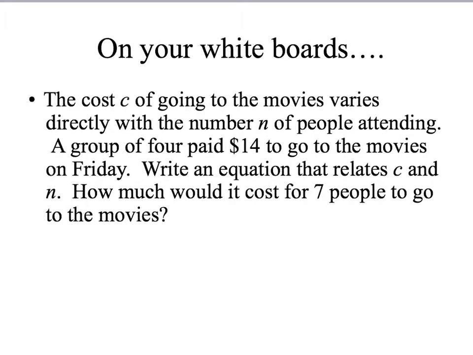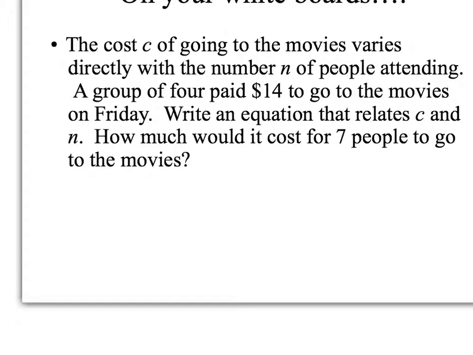Very similar. The cost C of going to the movies varies directly with the number N of people attending. A group of 4 paid $14 to go to the movies on Friday. Write an equation that relates C and N. How much would it cost for 7 people to go to the movies? Okay, so we know that the cost of them going to the movies is in direct relationship with the number of people. That makes sense because the more people go, the more it's going to cost.